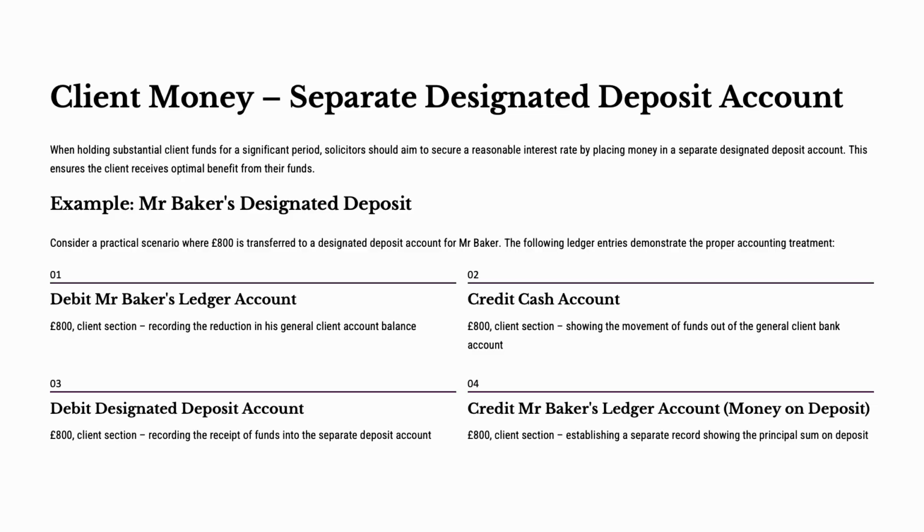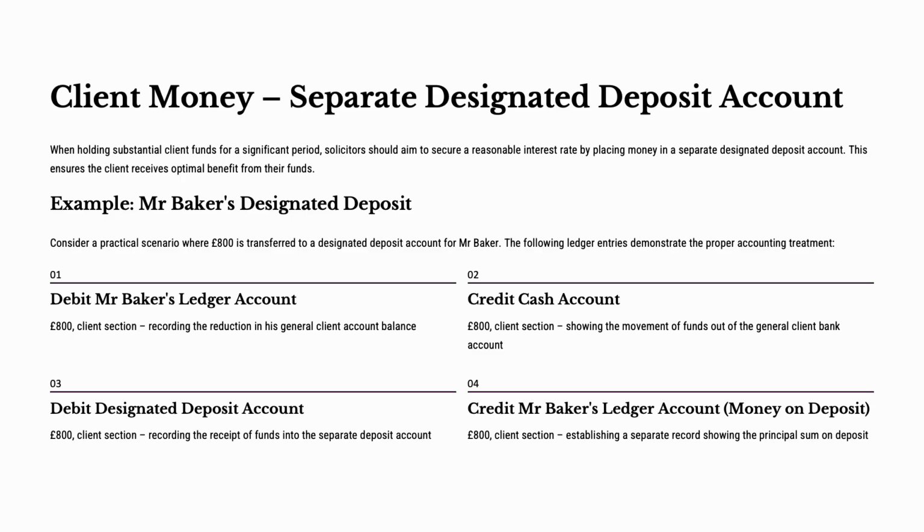And here we go with the entries. First entry, debit Mr. Baker's ledger account £800 in client section, and then credit cash account £800 in client section. Second entry, debit designated deposit account £800 in client section and credit Mr. Baker's ledger account money on deposit £800 in client section.